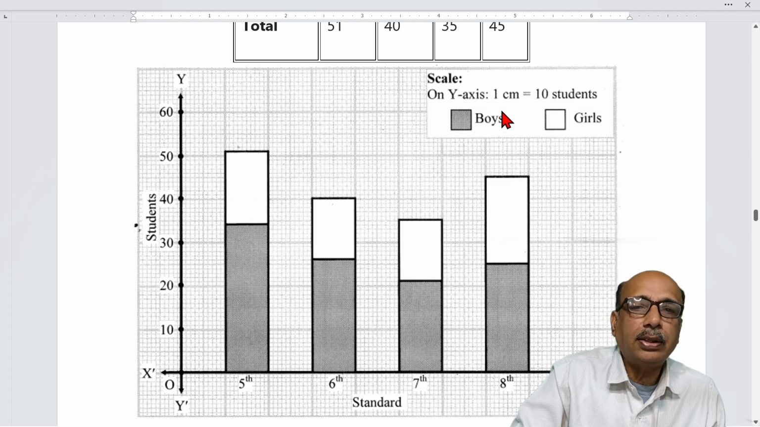On the y-axis, here you have already written 1 centimeter equals 10 students. So here, don't forget to write students. Draw the graph neatly.